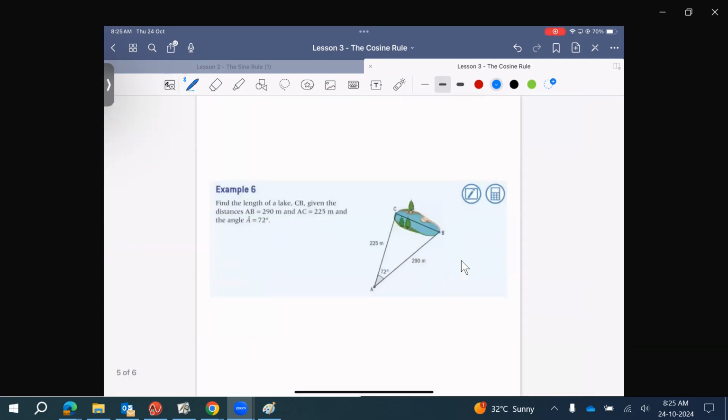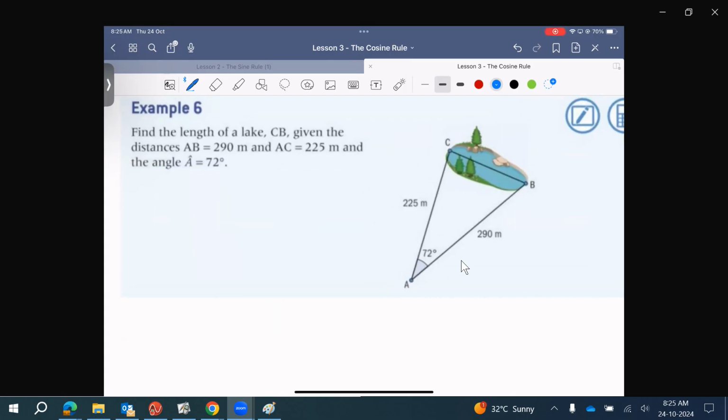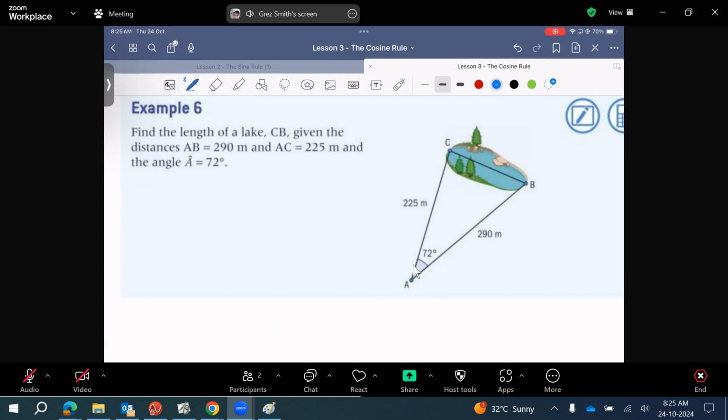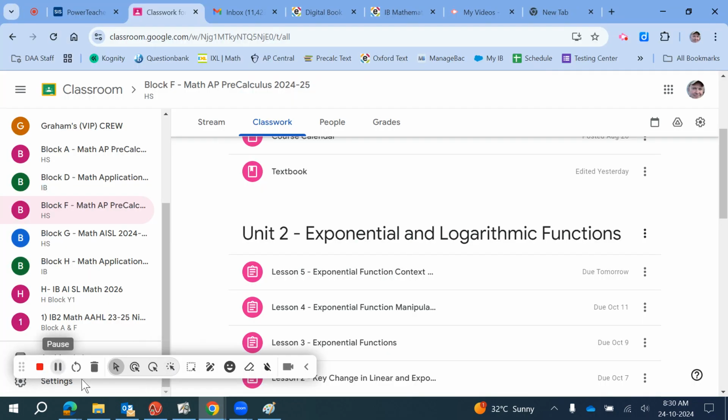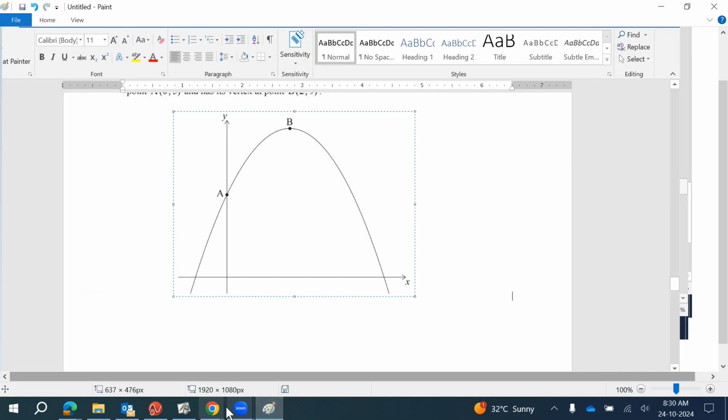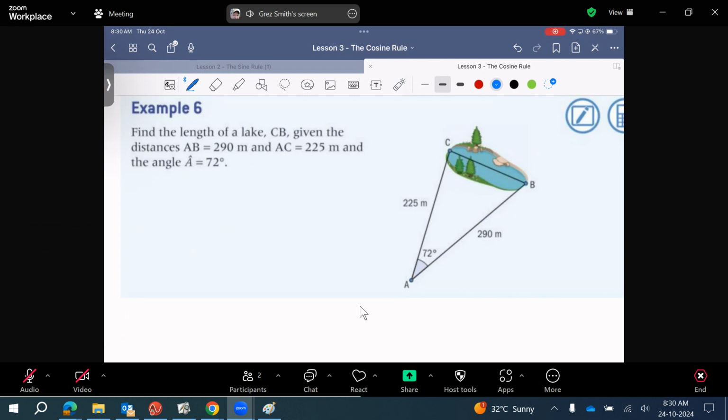All right. Let's have a go at this problem. So here in the problem, we've got to find the length CB. I'll give you 3 minutes to have a go at this one yourself. Okay. Let's have a look at our next problem.